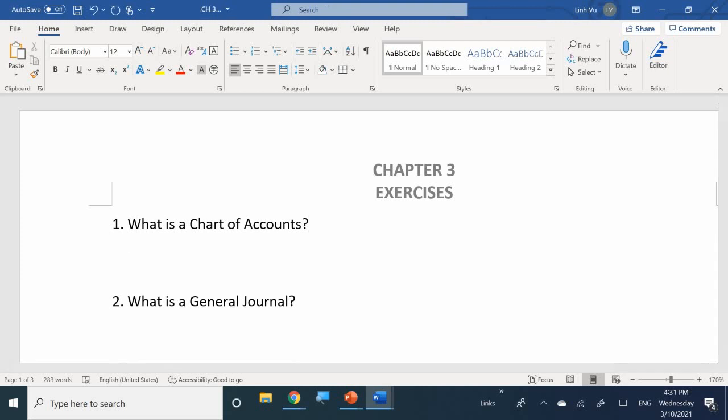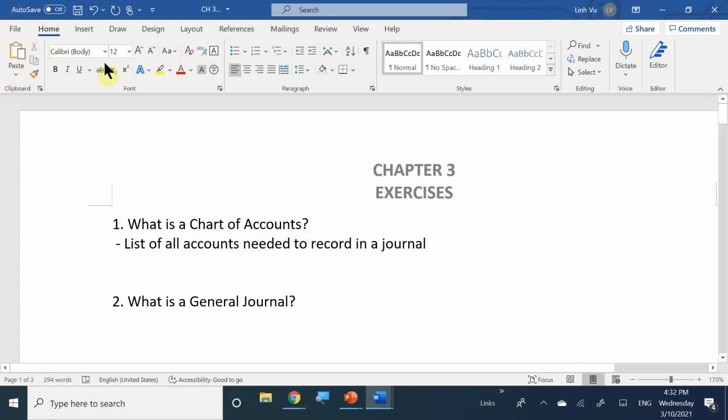Number 1, what is a chart of accounts? A list of all the accounts used in your general journal. Good. To record your transactions. Perfect. It's a list of all accounts needed to record in a journal. Okay, good.